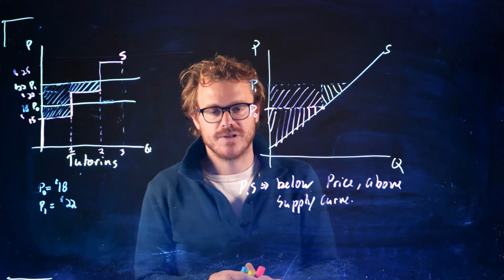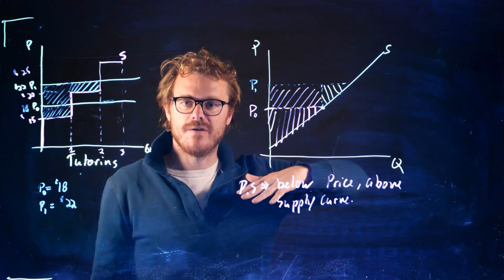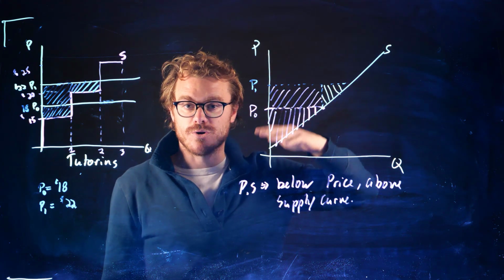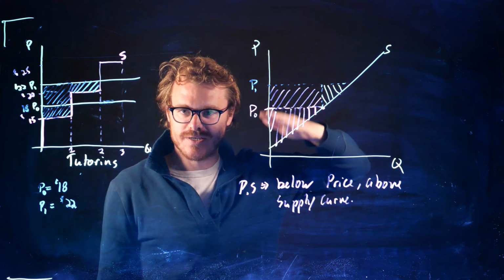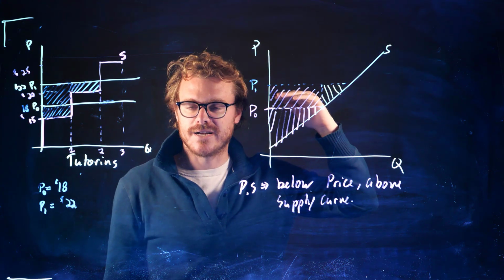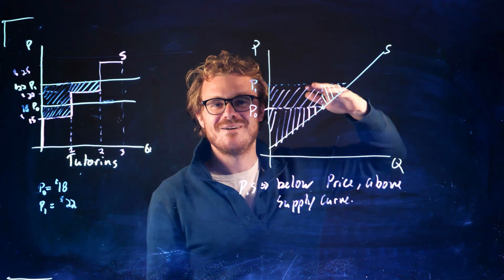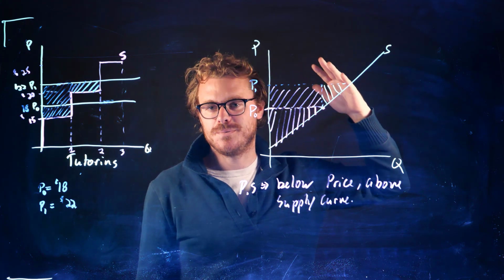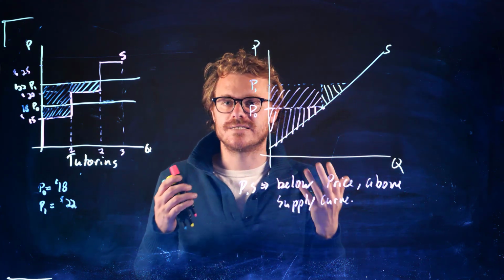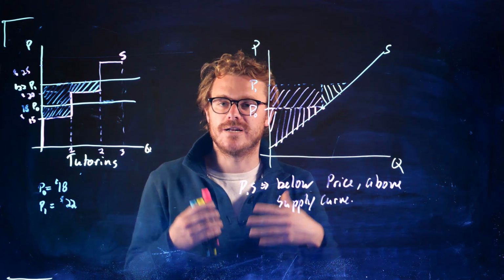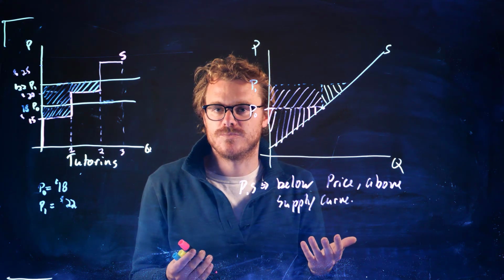So consumer surplus is below the demand curve, above the price. That's consumer surplus, below the demand curve, above the price. Producer surplus is below the price, above the supply curve. And these two things together are going to equal total surplus, which we'll talk about now.